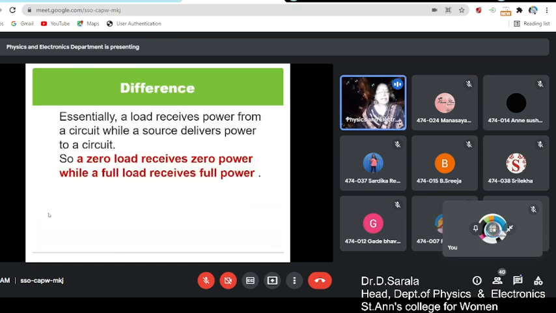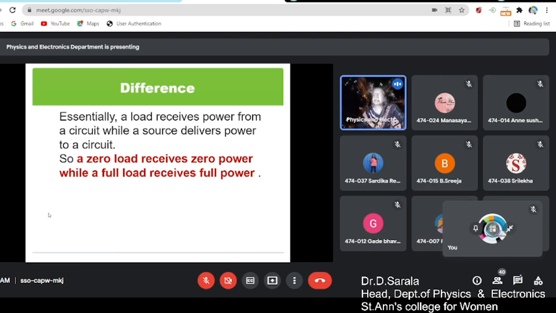So what is essentially the difference between the no load and full load? Why are you calling them no load? Why are you calling them full load? Essentially, a load receives power from the circuit while a source delivers the power to the circuit. Understand the difference which is written in black. The load is the one which is receiving the power from the circuit, while the source is delivering the power to a circuit. So it's like a source and a sink.